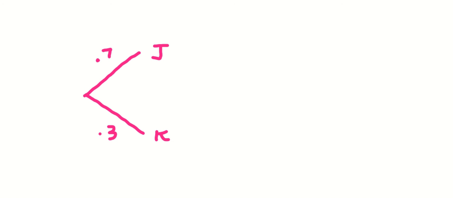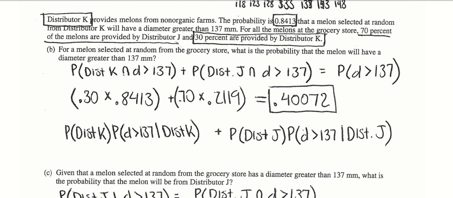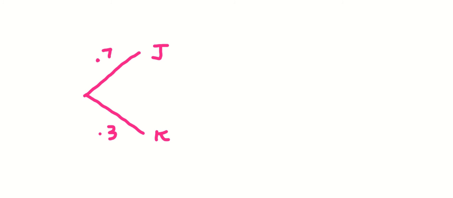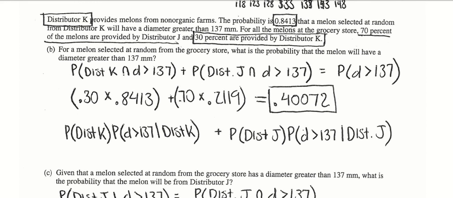Let's see what that looks like as a tree diagram. So we have melons coming from J, and we have melons coming from K, right? And I think we said 70% are J. I'm going to double check that, and 30% are K. So let's go back and see. 30% are K. Okay, so I did that part right.